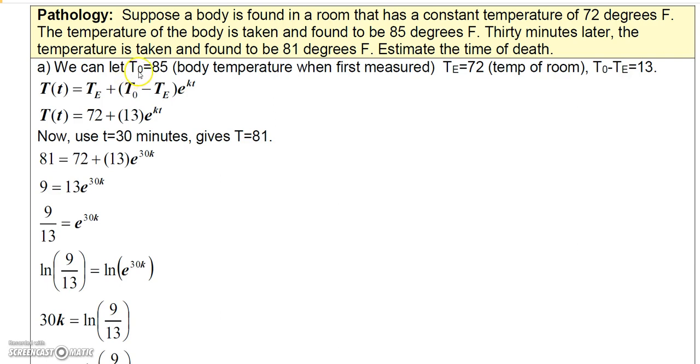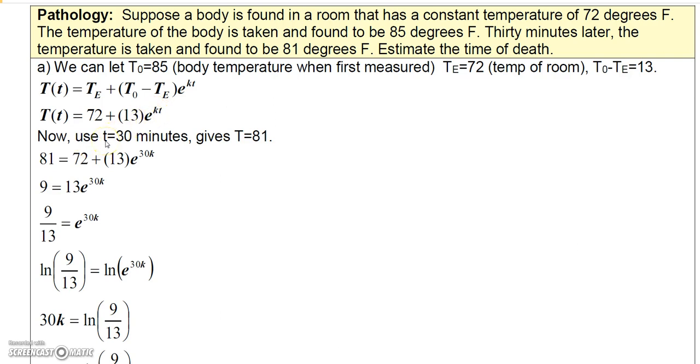Okay, well, we can let T0 be 85. That's the body temperature when we first measured. And then the temperature of the room is 72 degrees. So if we take T0 minus TE, we get 13. The difference is 13 degrees. So using this formula, we put the room environment's temperature, 72. We put the difference of these numbers here, 13, e to the kt.